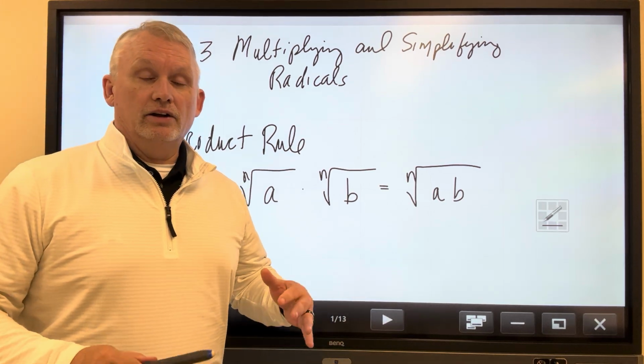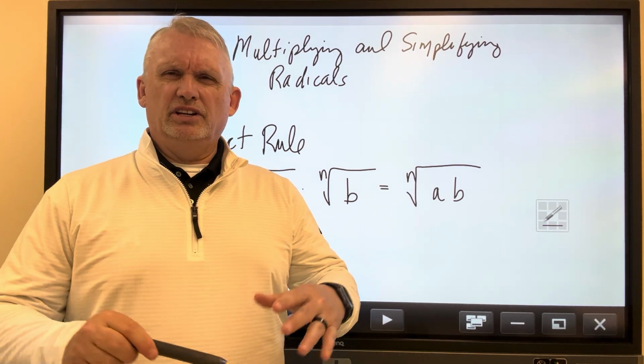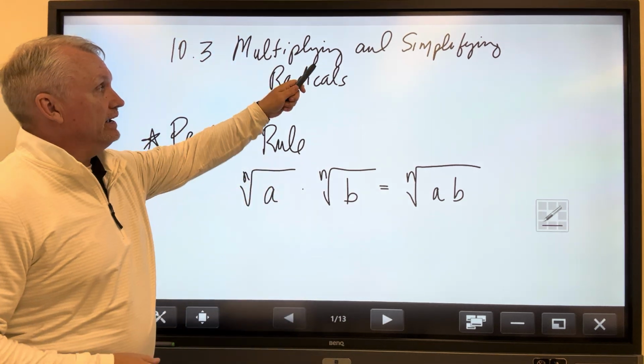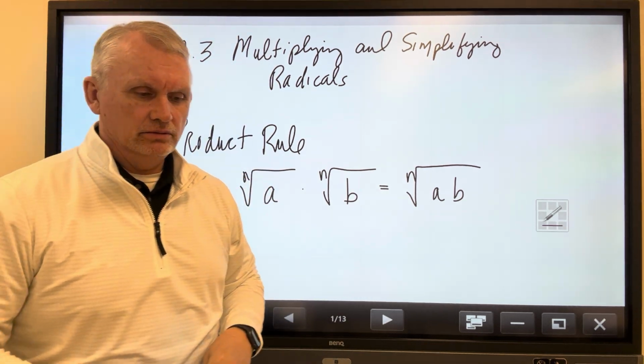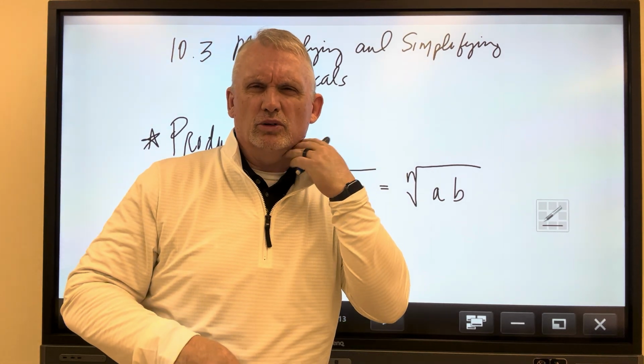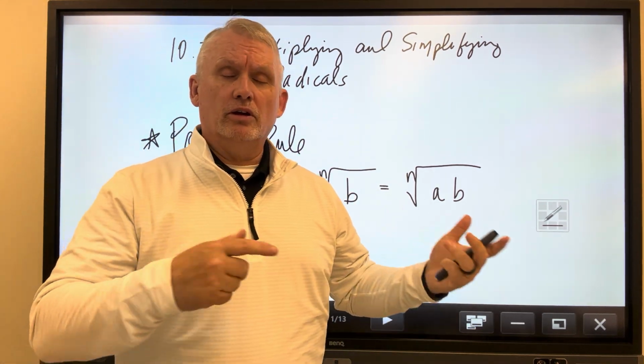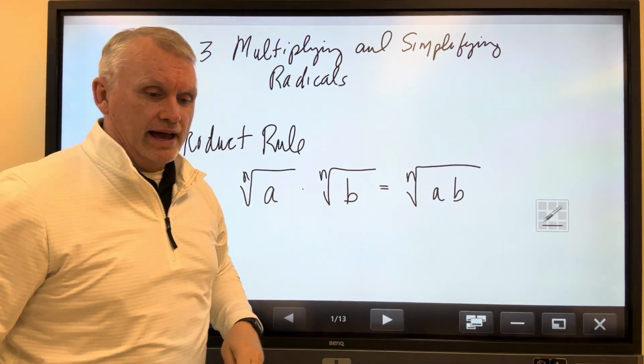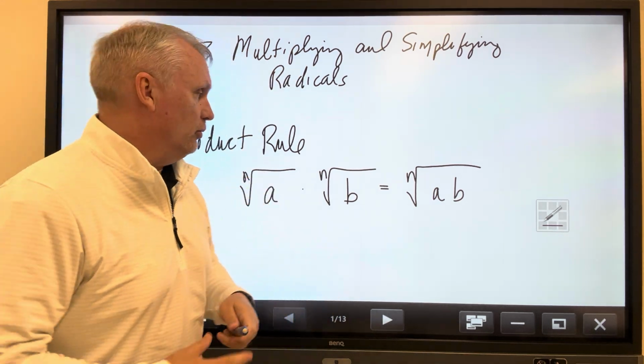Okay, we are now approaching the middle of chapter 10. So, multiplying and simplifying radicals. The square root sign. It doesn't have to be a square root, it could be a cube root, whatever. But I want to multiply and simplify the radicals. We're going to talk about this a couple different ways.